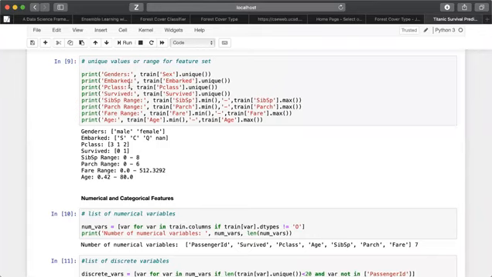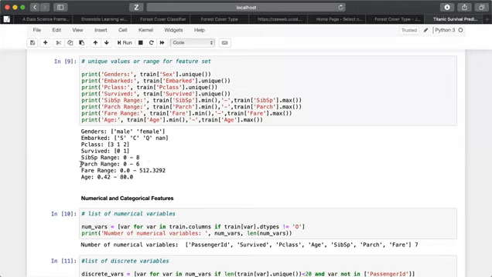So for the discrete variables, I have found that in gender there is male and female. In embark, there are 3 values and there are 2 missing values also. In passenger class, there are 1, 2, 3. Survived has got 0 and 1. For sibling support, I have used minimum to maximum, so it is from 0 to 8. 0 was for traveling alone and 8 was the maximum sibling support.